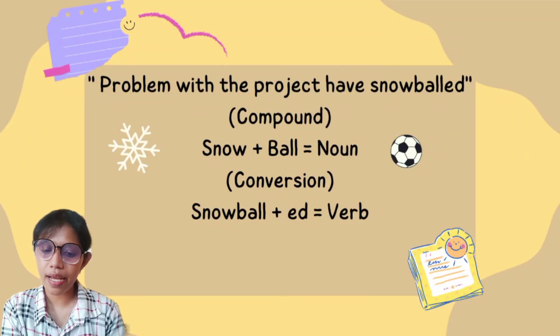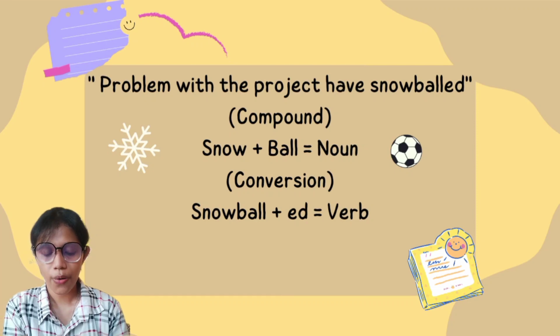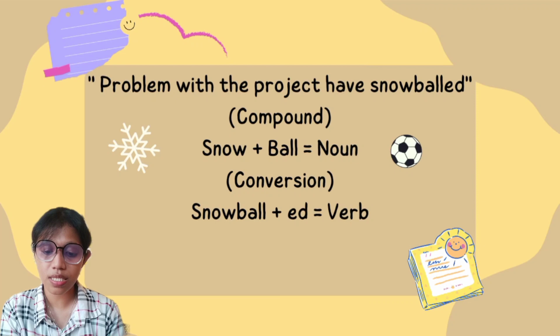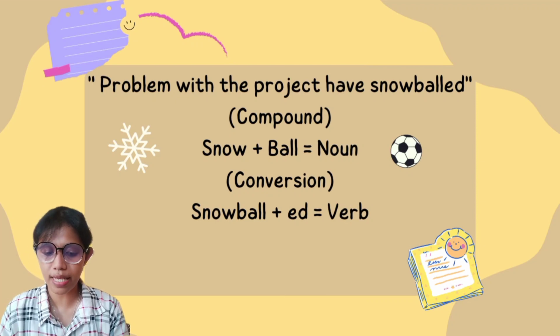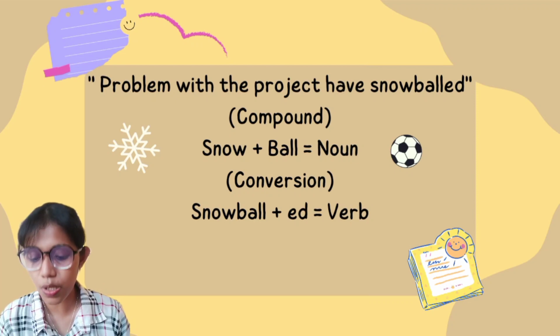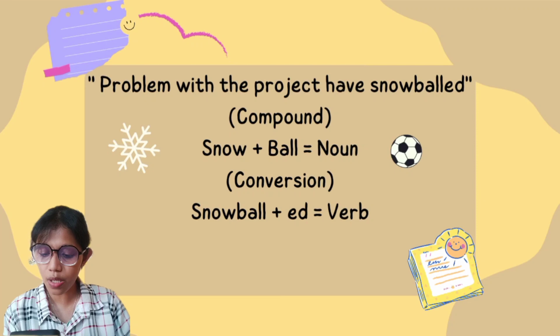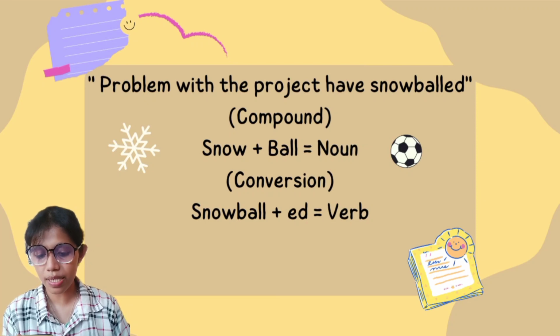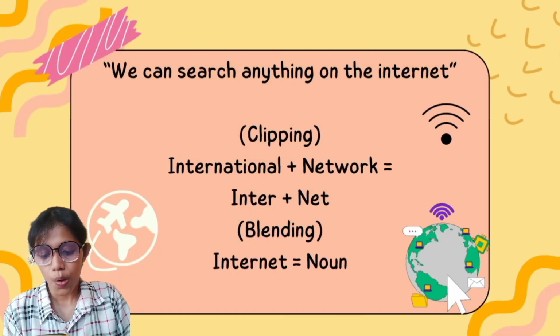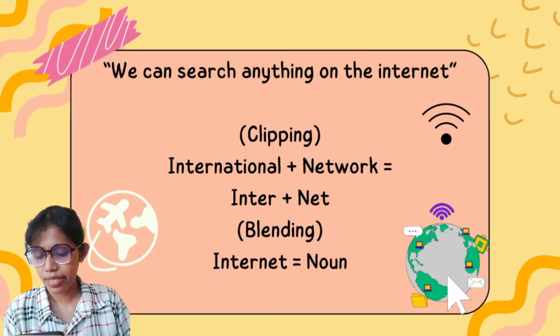Problem with the project, we have snowball. Well, we can see the final word snowball is formed by a compounding process, which is snow and ball combined, and then by adding the suffix -ed, it converts the part of speech of snowball from a noun to a verb.